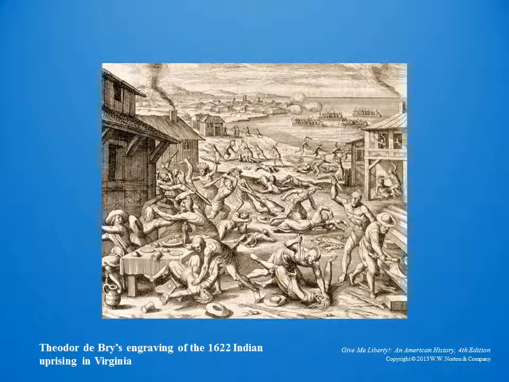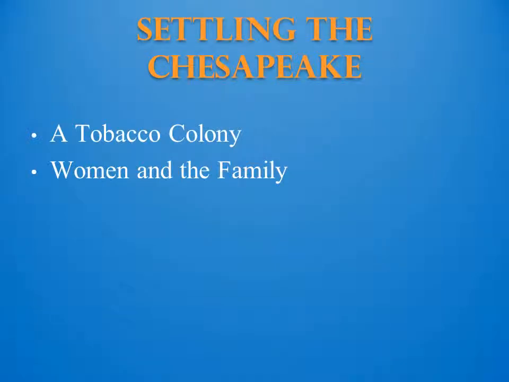This is Theodore de Bry's engraving of the 1622 Indian uprising by Powhatan's successor. This shows the Indians massacring defenseless colonists. They're shown in this picture as being unarmed, even though we know that many of them, in fact, did own guns. Now, Virginia was a tobacco colony.